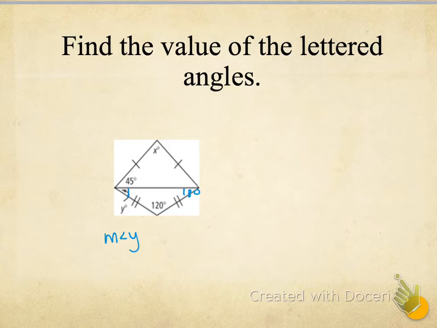So the measure of angle Y is 30 degrees. So if these are the same, it means these are the same. So that means these are 45 degrees. So that adds to be 90. So 180 minus 90, and it should get me what X is. So the measure of angle X is 90 degrees.